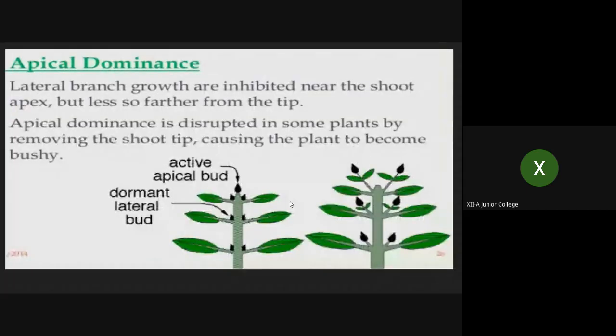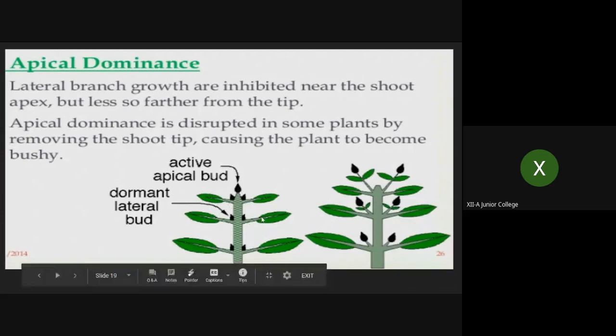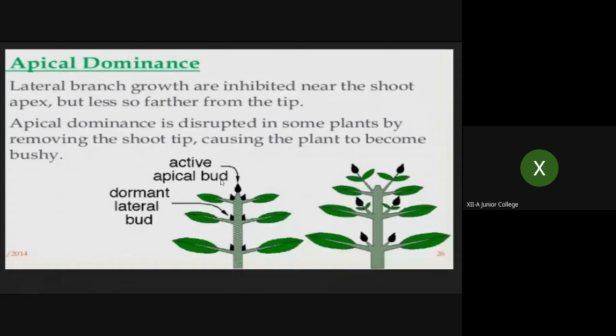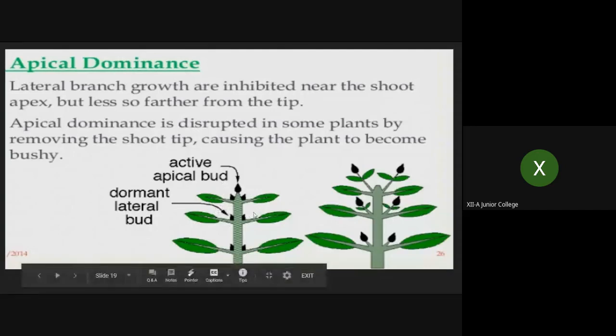See, what is that apical dominance? See, this is the active apical bud. Here, as you know, in the growing part only auxins are produced, the shoot growing tip, and because of that, the growth of the apical bud is seen. But if you see the axillary buds here, the lateral buds, they cannot show proper growth, and that's why this is dominated. This apical growth dominates over the lateral growth.